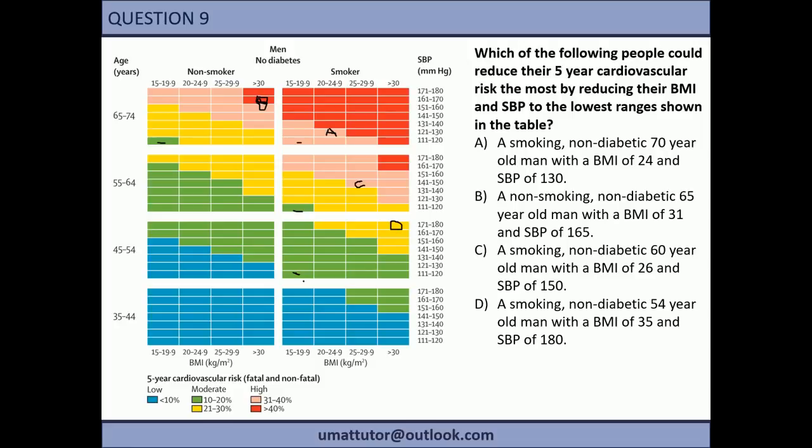So the biggest change out of that is B, because B, C, and D all end up in the green, in the 10 to 20% risk category. But D started in the yellow category, C in the sort of orangey brown, and B in the red. So out of those, the biggest change is B. Therefore, person B could stand to reduce their risk the most by dropping their blood pressure and BMI. So that is the correct answer.